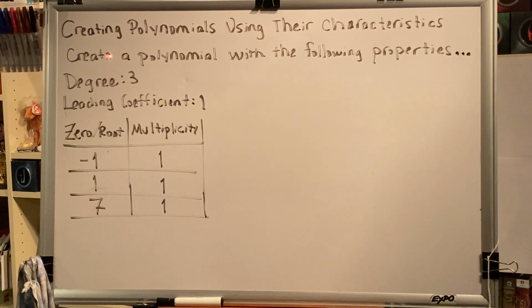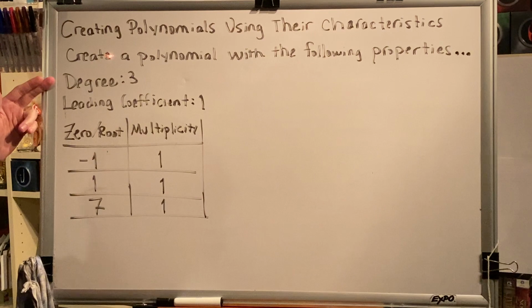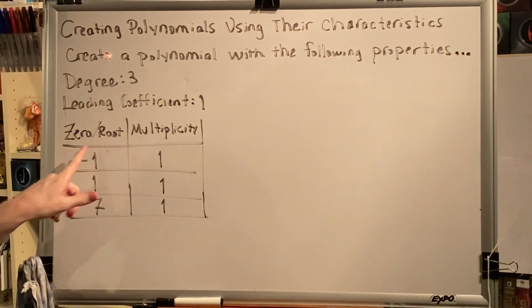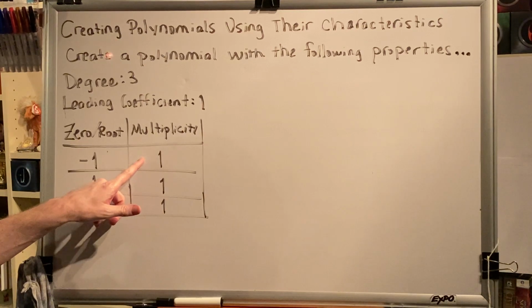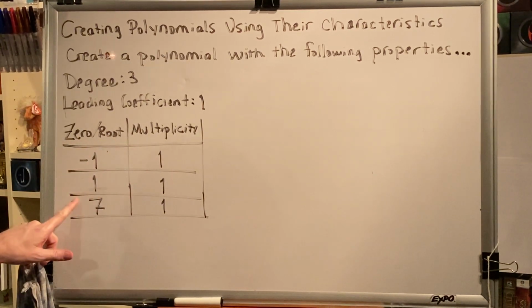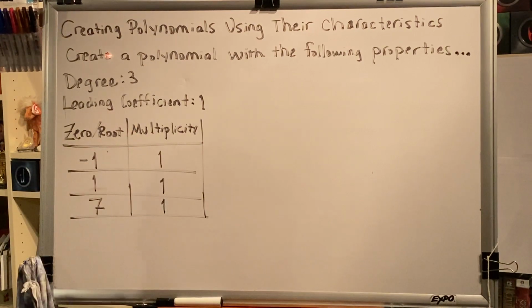The topic of this video is creating polynomials using their characteristics. Let's look at a problem. Create a polynomial with the following properties: degree 3, leading coefficient 1, and for the root -1 it will have a multiplicity of 1, for the root +1 it will have a multiplicity of 1, and for the root 7 it will have a multiplicity of 1.